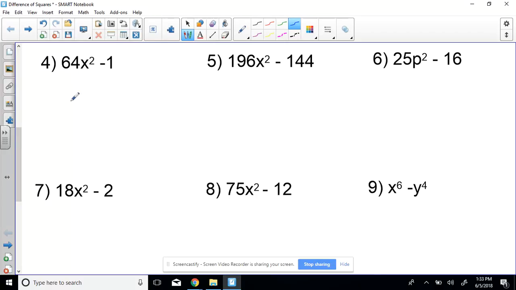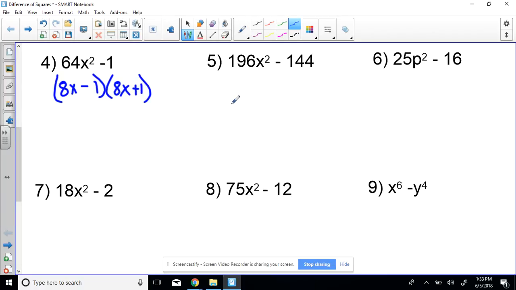Okay, number 4. On this one, we have 64x squared minus 1. So what is the square root of 64? Well, that would be 8. What's the square root of x squared? x. Minus the square root of 1 is 1. So the second part is going to be 8x plus 1.